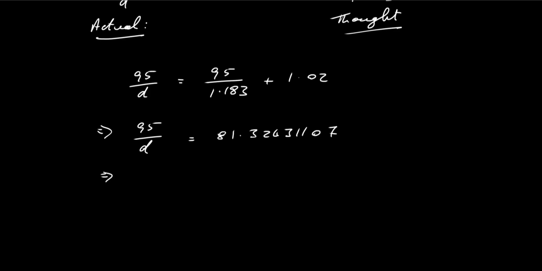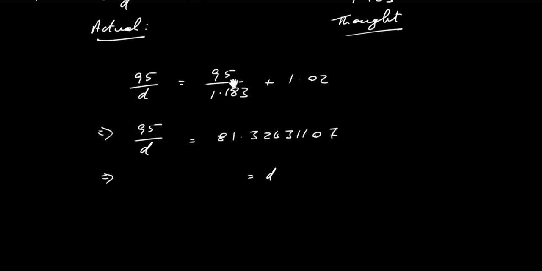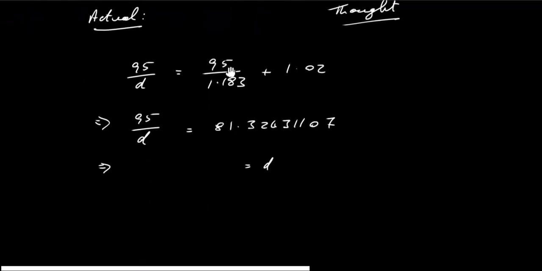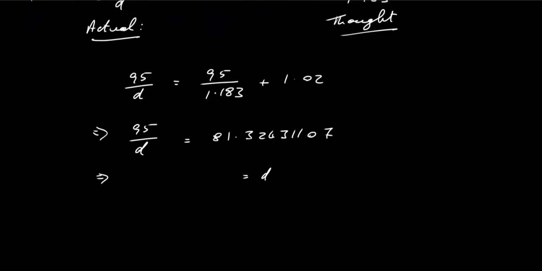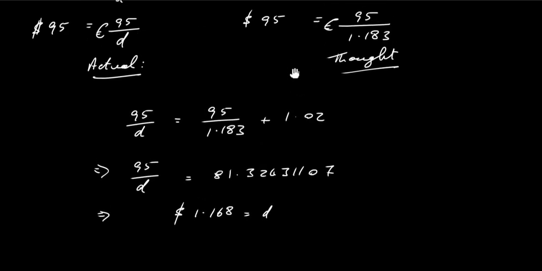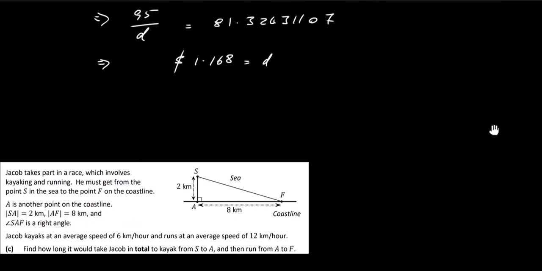So you got 95 over D is equal to, well, you can just work all this out on your calculator. It's 81.32431107. You can multiply across by D, so the D would end up here, and then divide by this here. So you would actually just end up with D on this side. We've got to do this to 3 decimal places. So D would just end up being 1.168, and that is in dollars. So that's your exchange rate then. €1 is equal to $1.168.